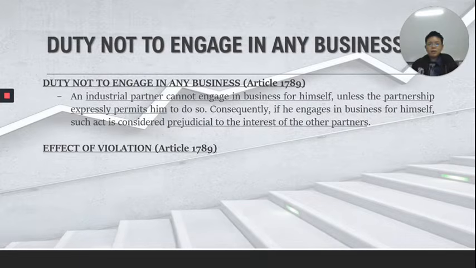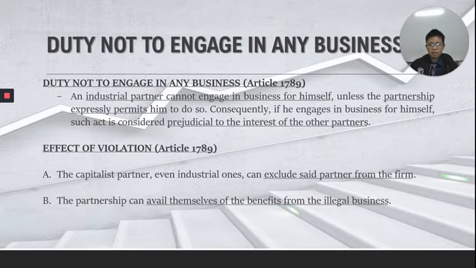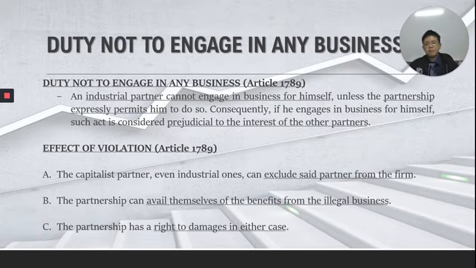It is the partnership. So the effect of violation of this article is, number 1, the capitalist partners, even industrial pala, can exclude the partner from the partnership. What else? Papaalisin ka or hindi ka isasama. And number 2, partnership can avail themselves of the benefits from the illegal business. And partnership will have a right to damages in either case. So remember, exclude plus damages or avail benefits plus damages. So yun ang kailangan nating tandaan sa 1789.